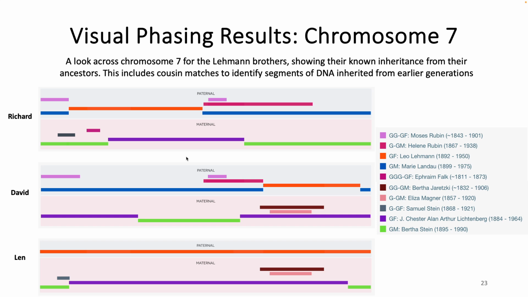Another way to look at the visualized results is to also include these cousin matches and how they compare. So visual phasing will only get you to the grandparent level, but you can look at the specific DNA segments and infer more distant connections. So this is looking across chromosome 7 for Richard, David, and Len, across their paternal and maternal. This is in DNA Painter, and these are specific ancestors that they inherited DNA from.